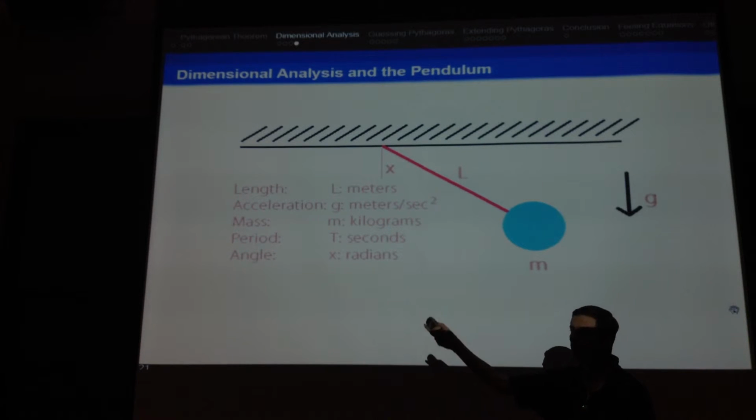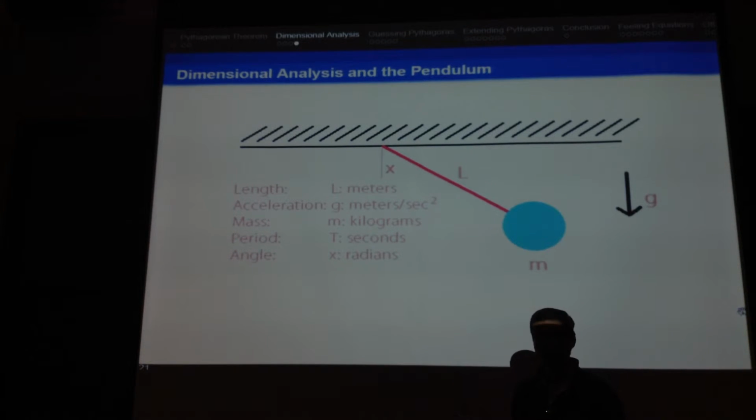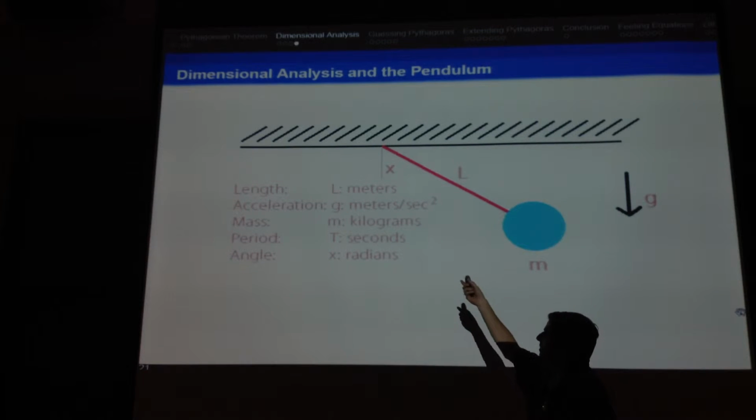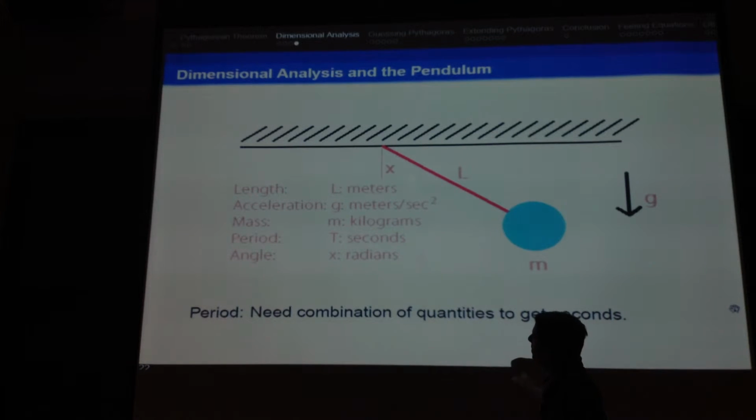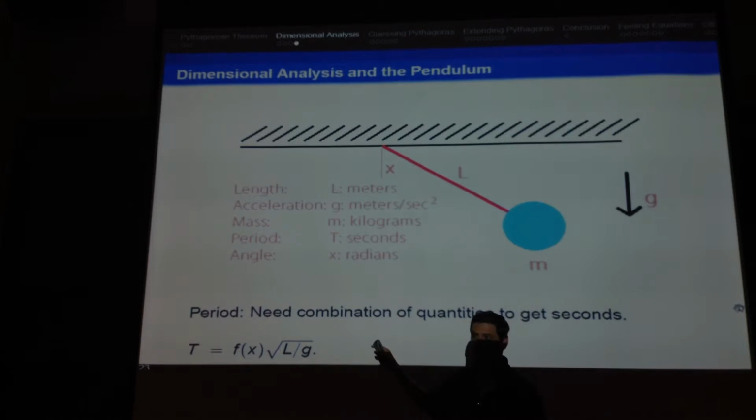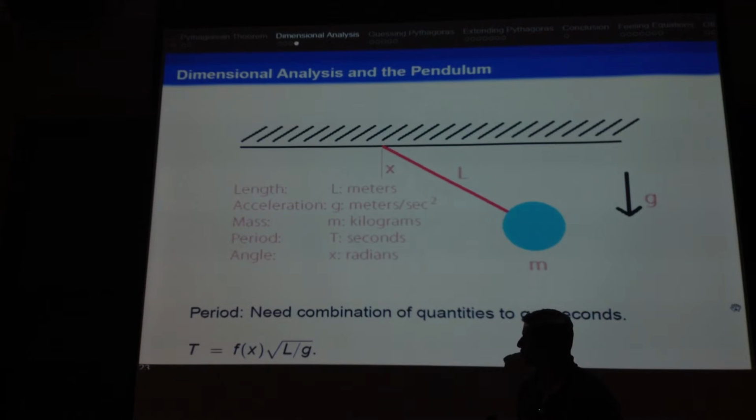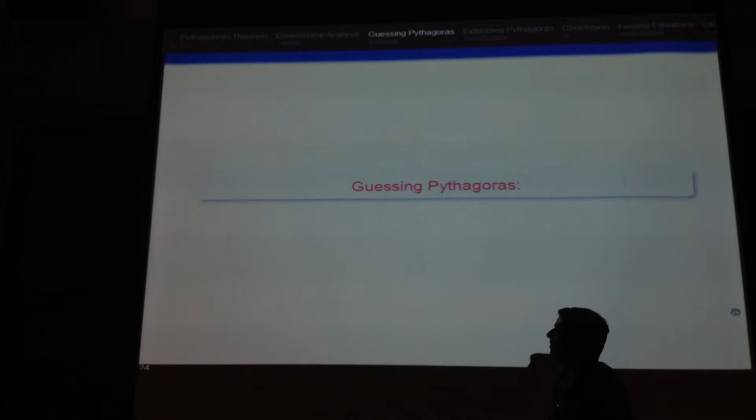I want to figure out what is the period of a pendulum bob swinging. What quantities do I have at my disposal? I have length, acceleration, mass, period, and angle. I have the different units for them. I'm not going to go into too much detail, but I need a combination of these quantities that gives seconds. And when you look at it, the only combination that works is the square root of L over G times some function of the angle. And without doing any experiments, I can predict the functional form of the period should be related to the square root of the length over the gravitational constant G.